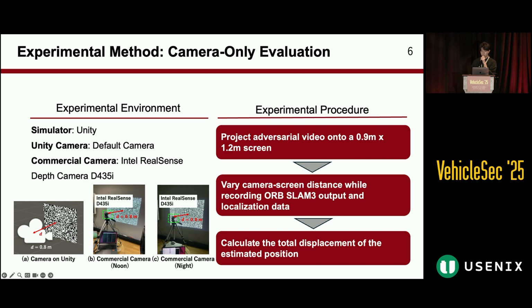This slide outlines our camera-only evaluation method. First, we assessed the adversarial video's input on ORB SLAM3 localization using both simulated and real-world cameras. In the experiment, we projected video onto a 0.9 by 1.2 meter screen. We then varied the camera to screen distance from 0.8 to 1.3 meters. At each interval, we recorded the coordinate data from ORB SLAM3 to calculate the total travel distance of its estimated position.